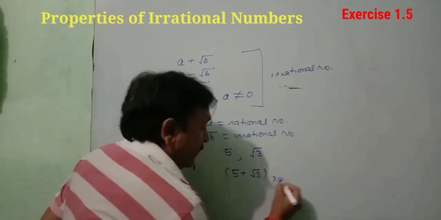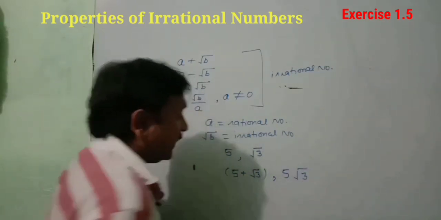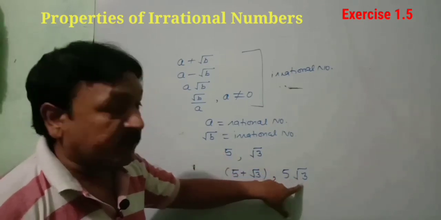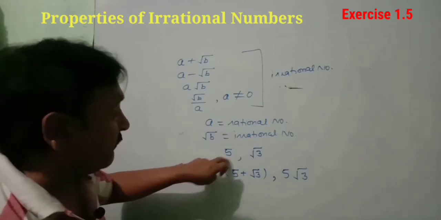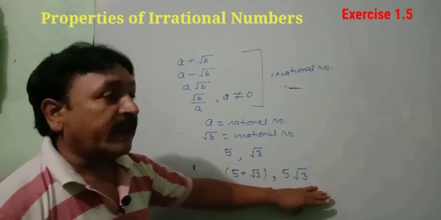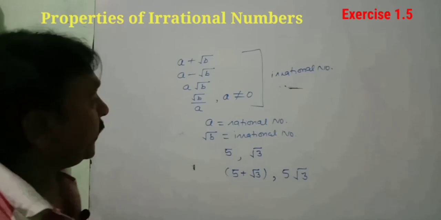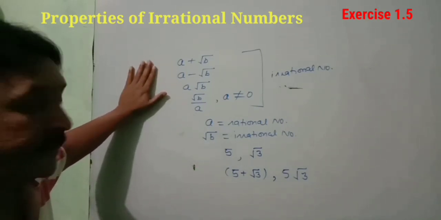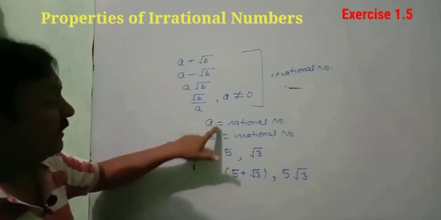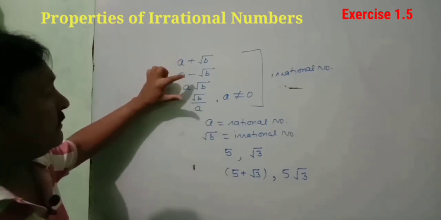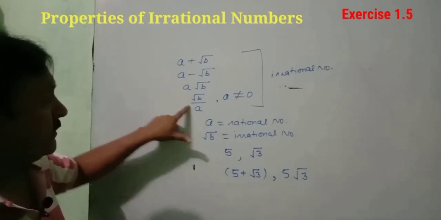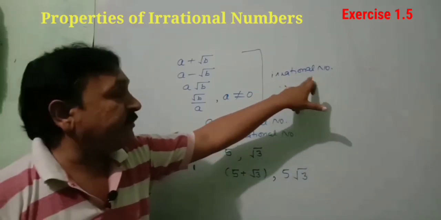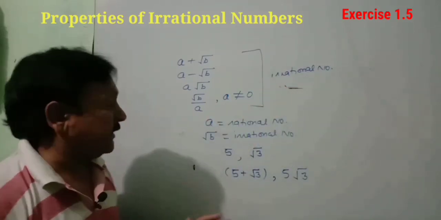In the same way, 5 root 3: 5 is rational, root 3 is irrational, and 5 root 3 is a different number from 5 and root 3; it has now become an irrational number. That is what I want to explain by this concept: whenever we do any mathematical operation between a rational and an irrational number, addition, subtraction, multiplication or division, keep this in mind, then in return we will get an irrational number. Just see it first.